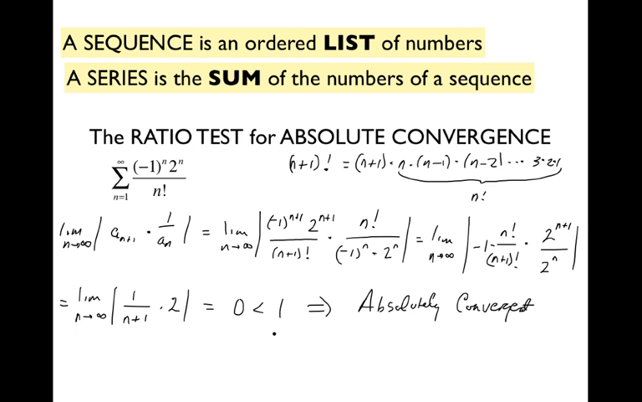It means it doesn't need that alternator to help it converge. Take away the alternating effect, it still converges. Make all the terms positive. 2 to the n over n factorial is still going to get to 0 fast enough to converge. It doesn't need the alternating effect to help it. Make sense? Questions on this one?